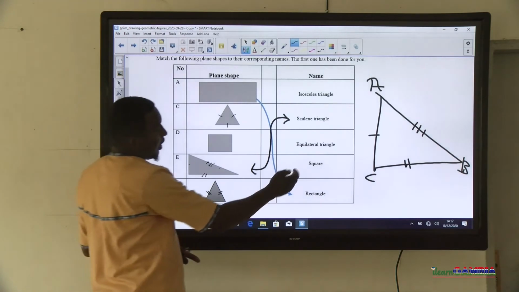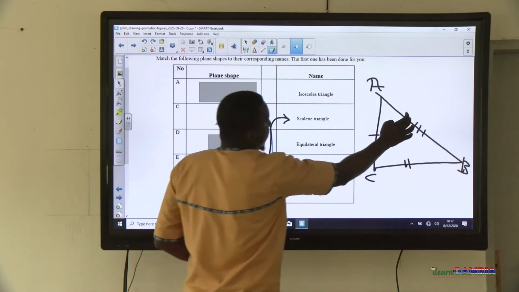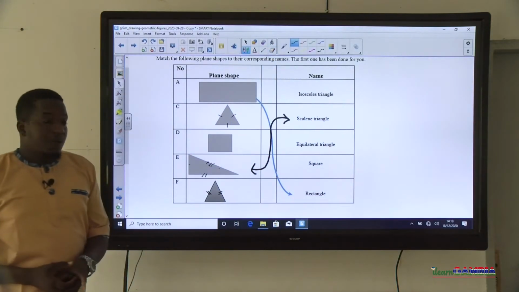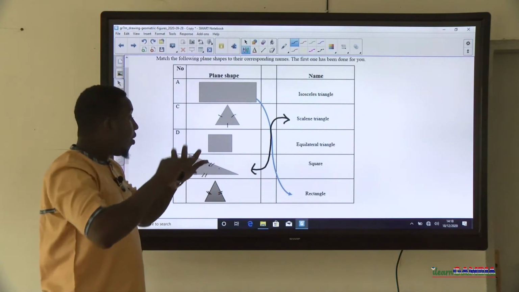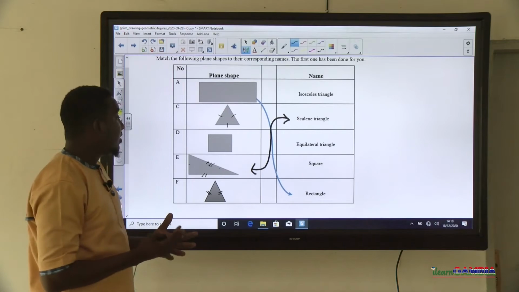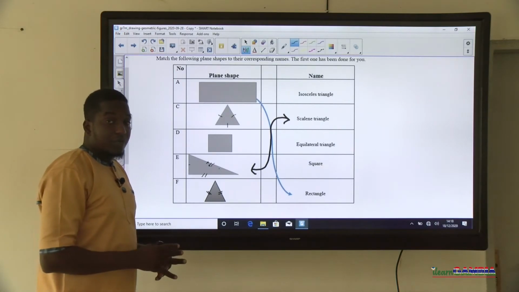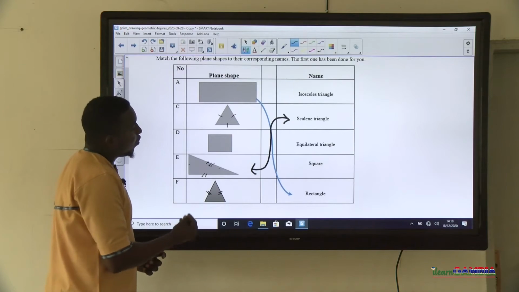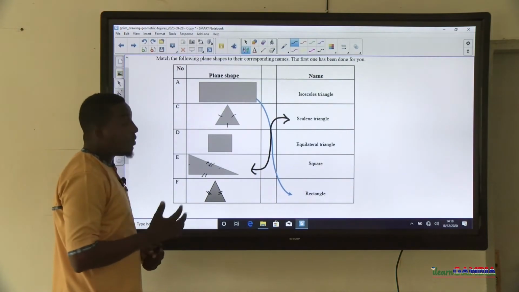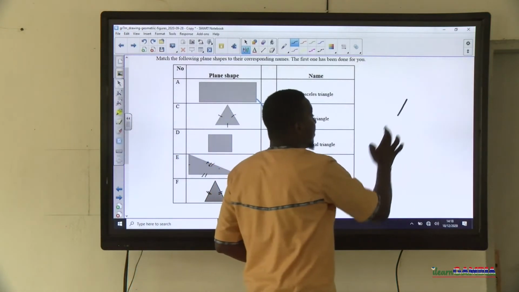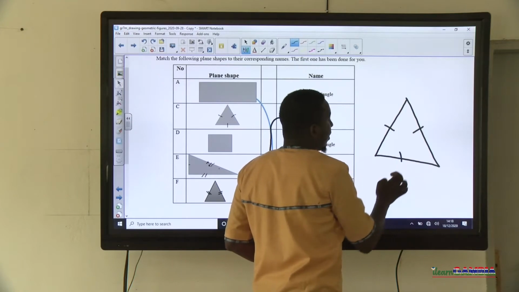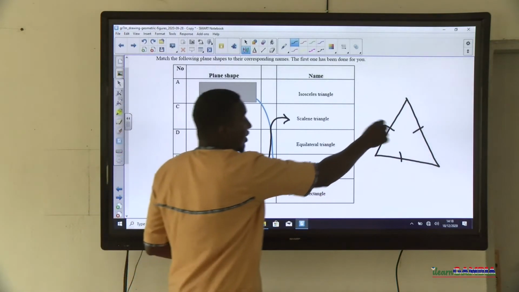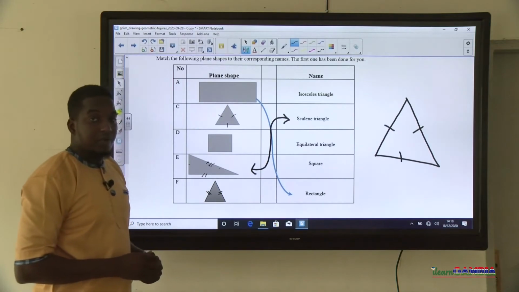So then we look at equilateral triangles. Earlier we've talked about equilateral triangles, and what did we say about them? We said equilateral triangles are triangles whose sides are all equal. All the 3 sides are equal, and all the angles are also equal. So looking at the plane shapes that we have here, which one of them will qualify to be called an equilateral triangle? Remember, we need to look for a specific thing. And that particular thing is the sides being equal, and the angles equal. You cannot have one of the situations. Once all the sides are equal, then it means all the angles are equal.